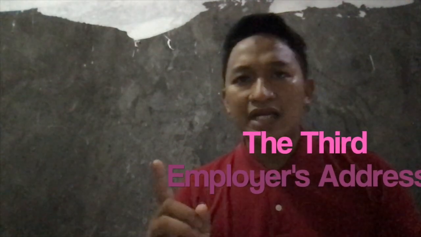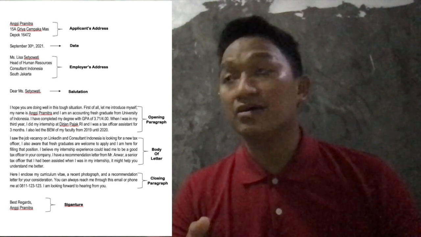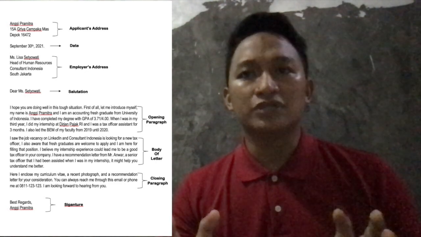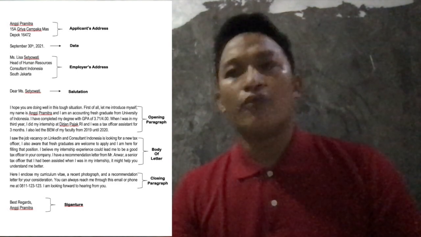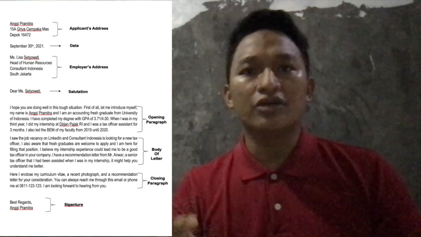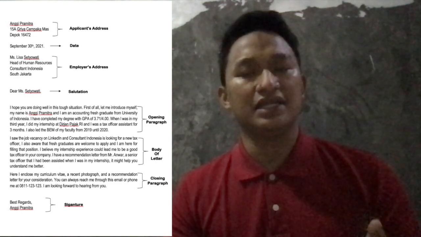The third one is the employer's address. This is very important because we have to know who the recruiter is and the address of the office. Write the complete address of the office and the person who is probably processing our application letter.